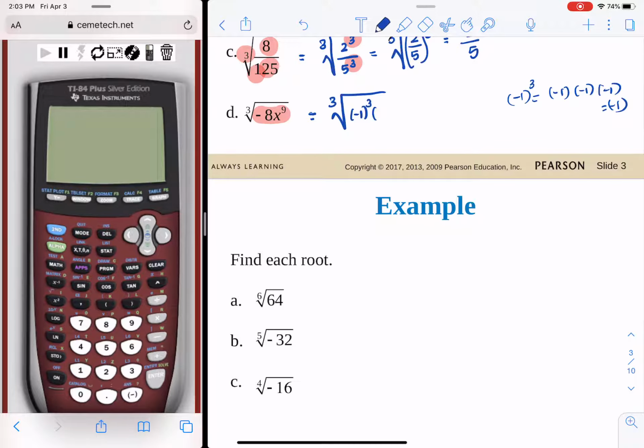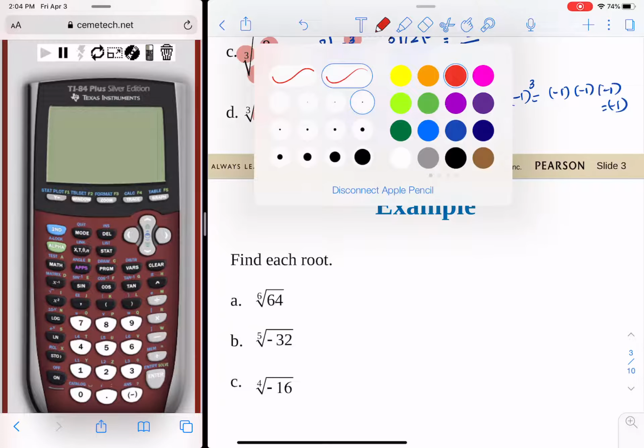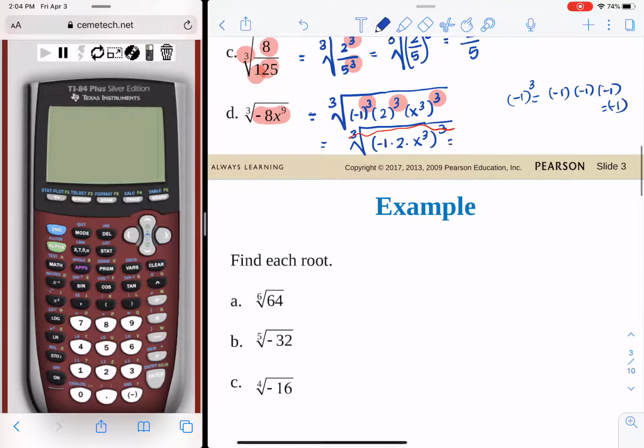So I could write 8 as 2 cubed, and I could write x to the 9 as x cubed raised to 3. All of these terms inside the radical have identical powers, so I can combine them and write it as -1 times 2 times x cubed, raised to 3. The root and the cube sort of go away, leaving us with -1 times 2 times x cubed, so the answer is -2x cubed.